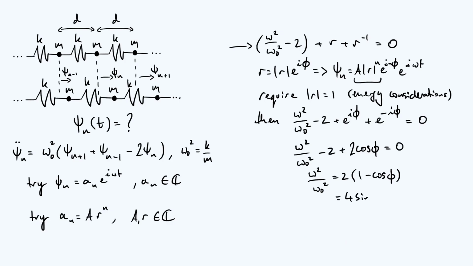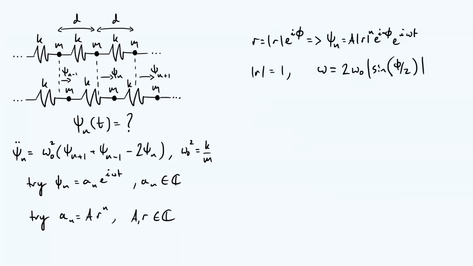We've now got 4 sine squared of phi over 2. And we can even square root both sides and come to the conclusion that the angular frequency omega is related to phi via omega equals omega naught times, sorry, there's a 2 as well, isn't there, because there's a 4 there. So 2 omega naught, and then the modulus of sine phi over 2. You need modulus signs because by definition the square root is positive. So the square root of sine squared is not just sine, but the modulus of sine. I've left some of the key results up at the top right there.